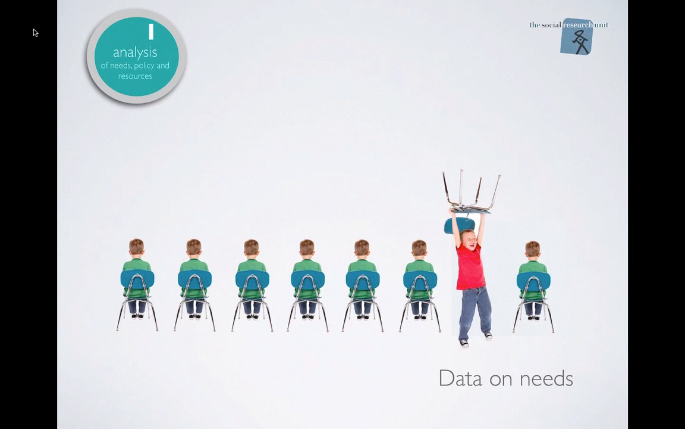Epidemiology helps us to understand the nature and extent of problems like youth offending and associated risk and protective factors in the population.